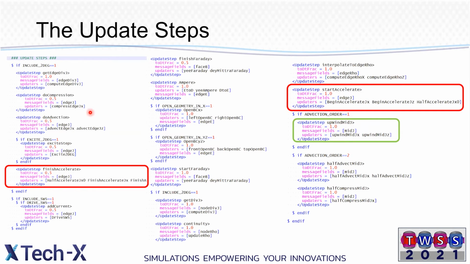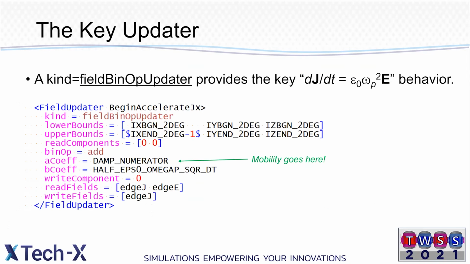So this is the sequence of update steps. We'll zoom in and take a look at what these accelerate steps are. They're really not too hard. I know this stuff looks bad, looks hard to do, but it's really not that hard once you get used to it. The key updater is where the dJ/dt goes, the electric field.